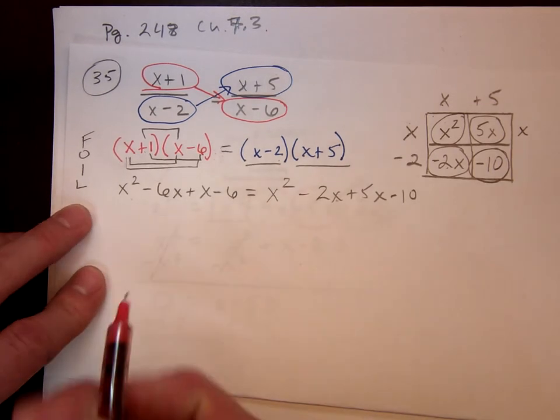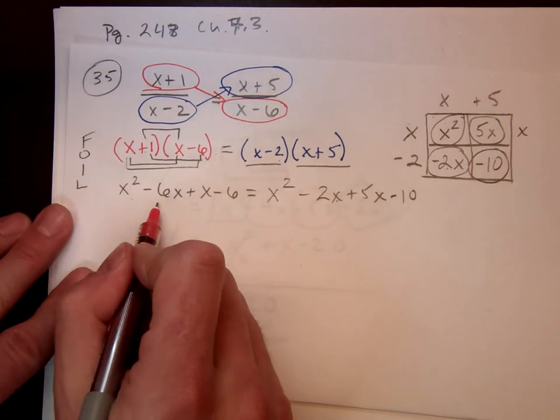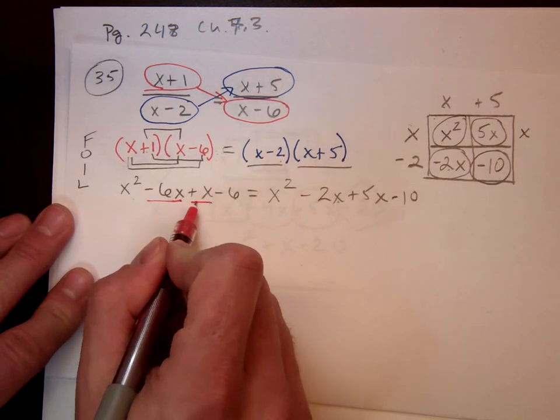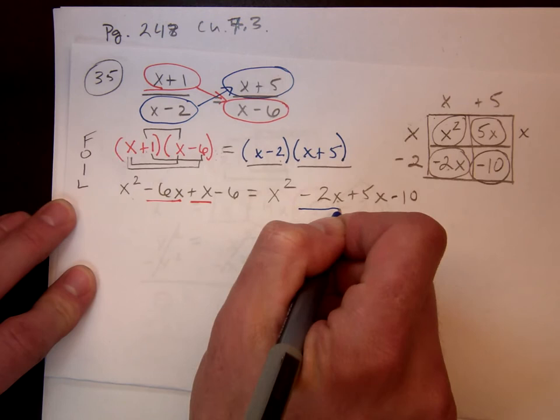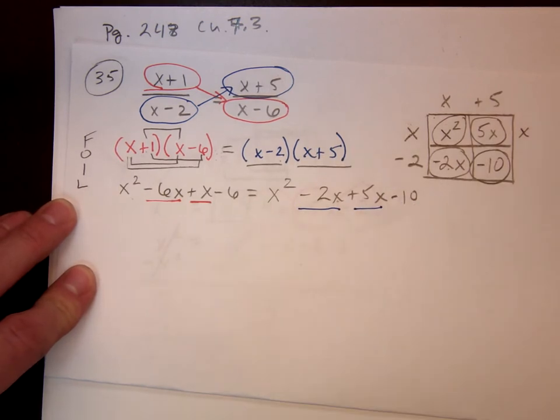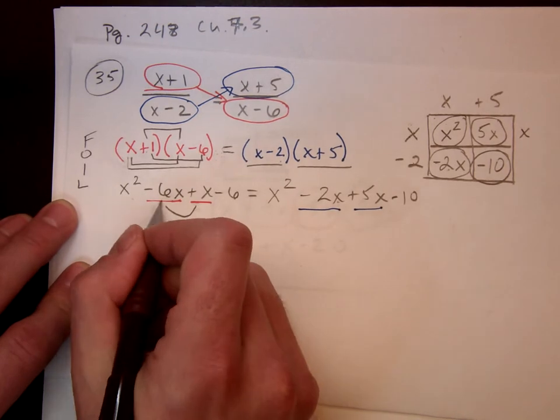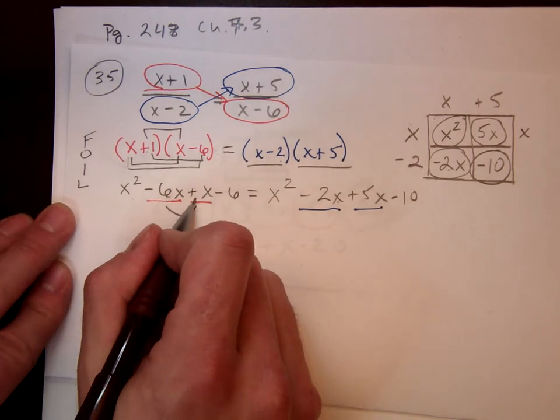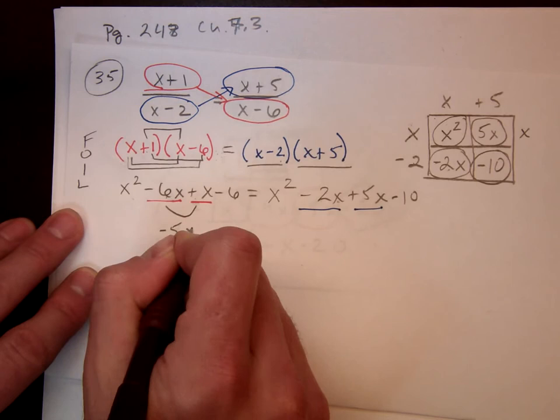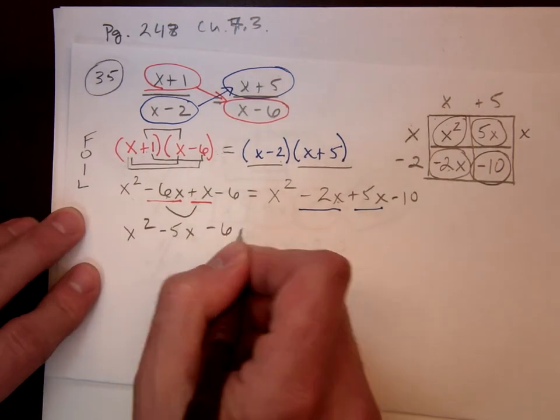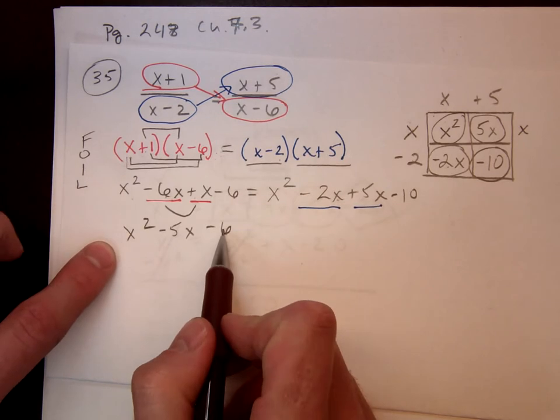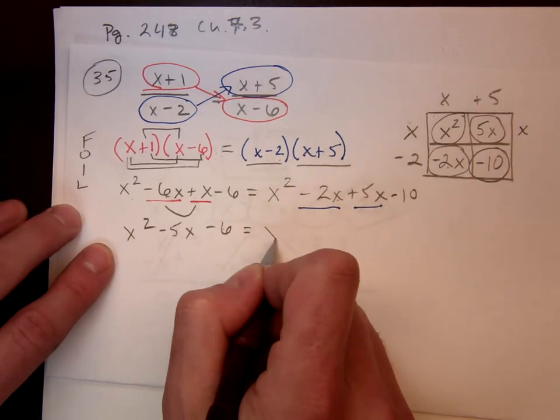Now we need to do some simplification. In this case, I'm just going to go ahead and underline any like terms that I see. I see that I have a negative 6x here and a positive x. And then on the other side, I can see that I have a negative 2x and a positive 5x. Now those are the only like terms that I see. So I'm going to go ahead and combine those together. Negative 6x plus x is just going to be negative 5x. x squared minus 5x minus 6, just bringing down the other two terms, is equal to x squared.